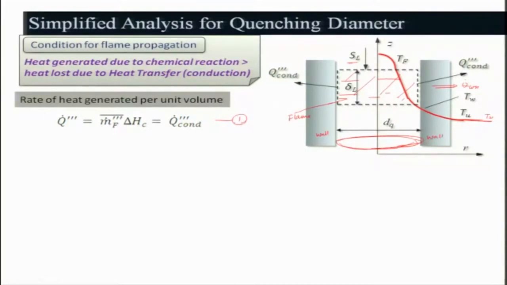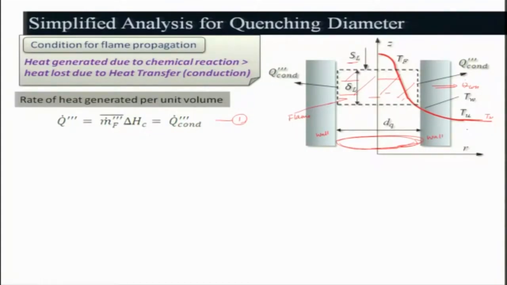And this is the critical condition under which we are saying, look, the flame won't propagate, because whatever heat is being released is being lost. So, will the flame propagate? The flame will not propagate, right. And the diameter at which this takes place, we call the quenching diameter, right.